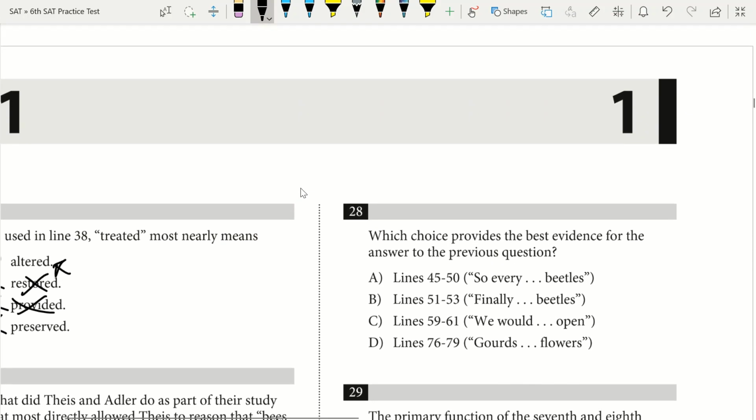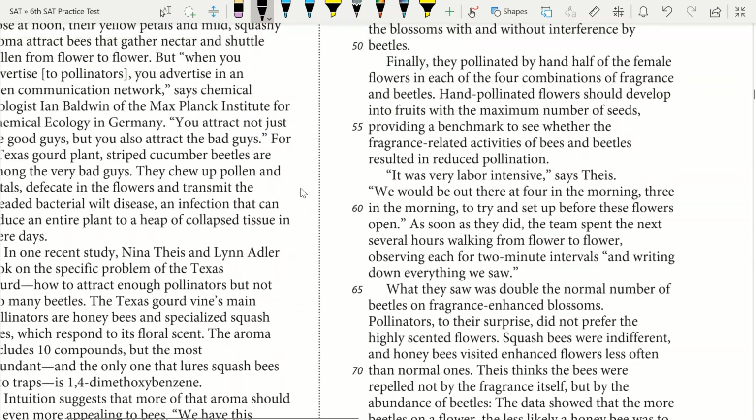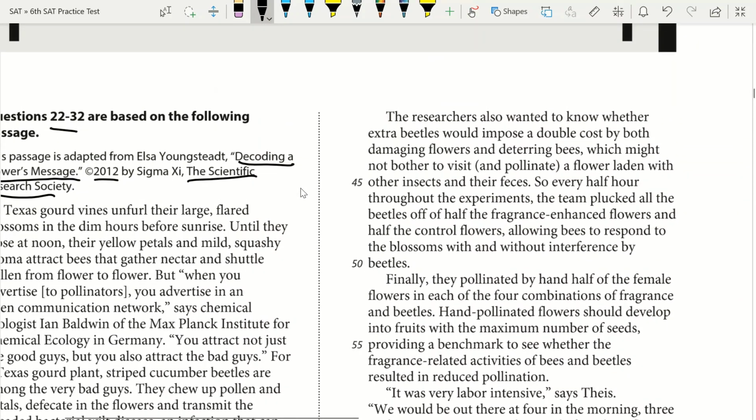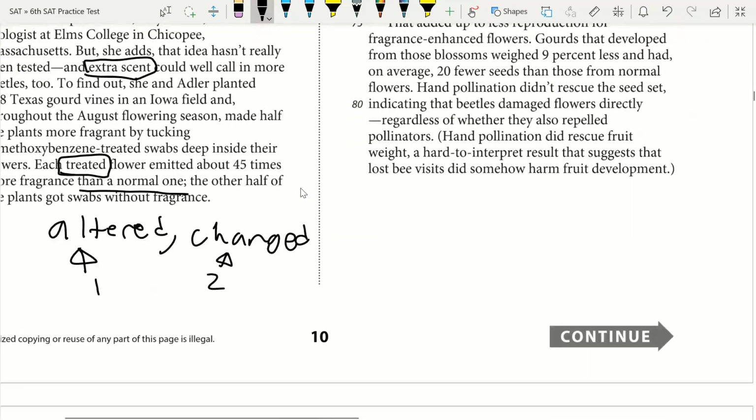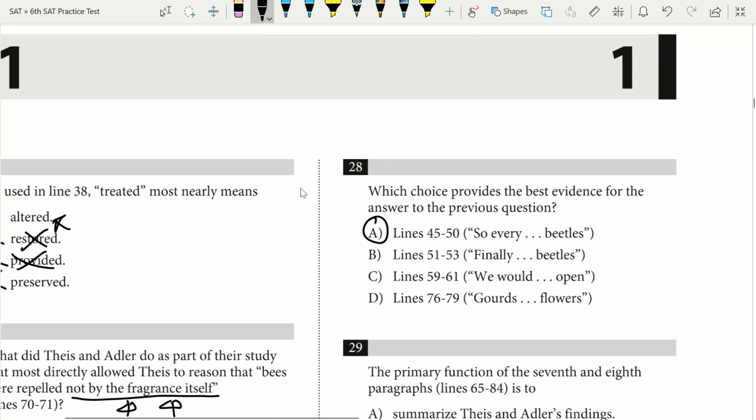As far as 28, which choice provides that best evidence? That's going to be, I believe, right around the middle of the passage. Let me find it real quick. Right here where they talk about taking those beetles off. So every half hour throughout the experiments, the team plucked all the beetles off of half the fragrance-enhanced flowers and half the control, allowing bees to respond to the blossoms with and without interference by beetles. Okay, so that's showing that they're able to determine if it's the beetles or that enhanced fragrance that is causing the variables to change. So the answer there, lines 45 to 50, would be our correct answer. Let's go find that. That's answer choice A for 28.